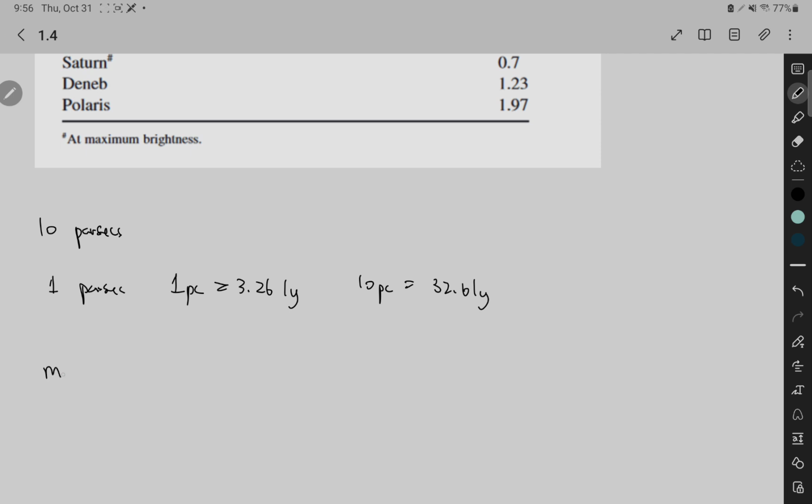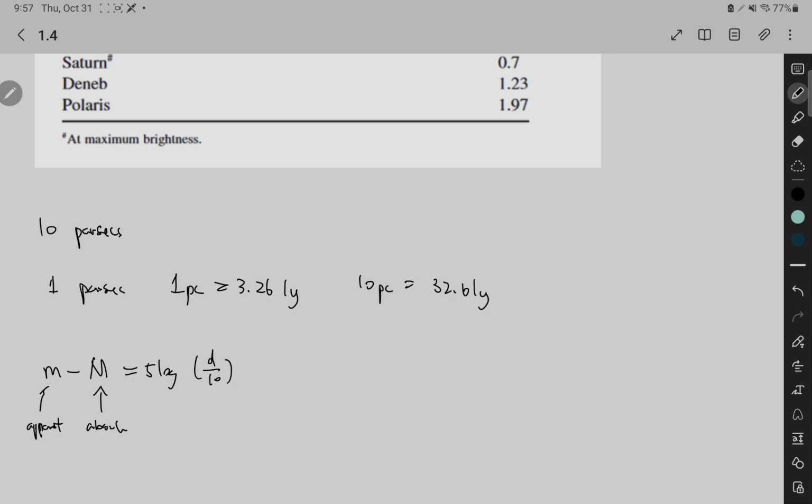So this formula goes as m minus big M, where big M is the absolute magnitude and m is the apparent magnitude, is equal to 5 log d over 10. So d is the distance between the observer and the star. In this case, you could be looking at Vega, trying to figure out the absolute magnitude of Vega, and you measure how bright it is. So that's the apparent magnitude you measure. And if you know the distance between us and Vega, then you can calculate the absolute magnitude of Vega.